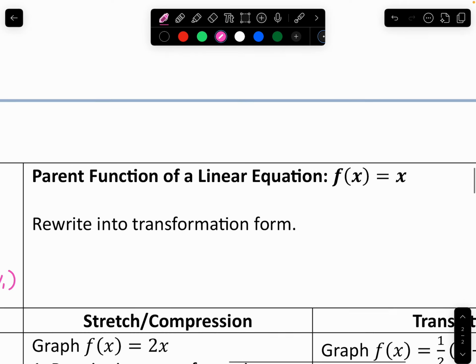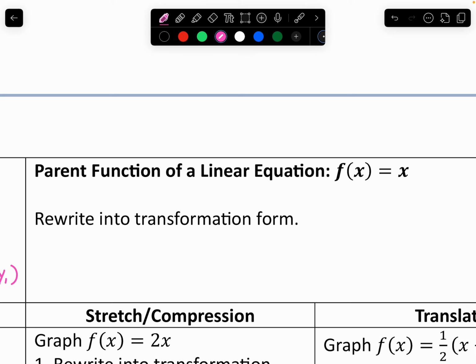we also have a new word called parent function. So that's going to be highlighted in blue. Parent function is the simplest form of a function. If you notice here, this is just x. So whenever you guys see f of x equals x, it is just the simplest form. It's the parent function. So now we have to write this function into the transformation form.